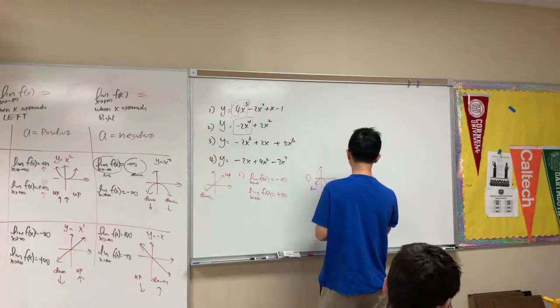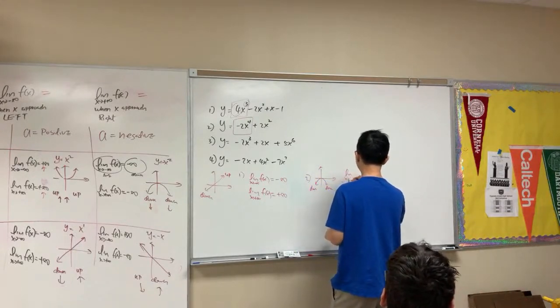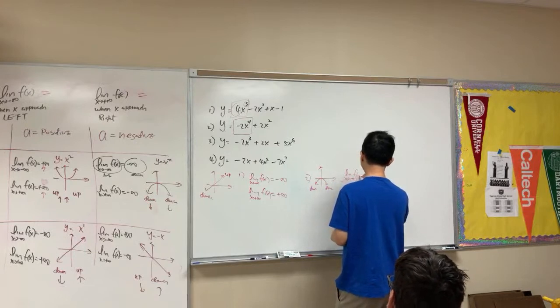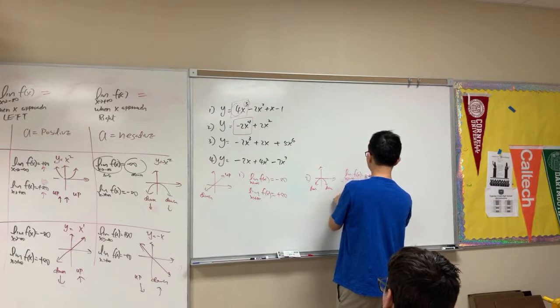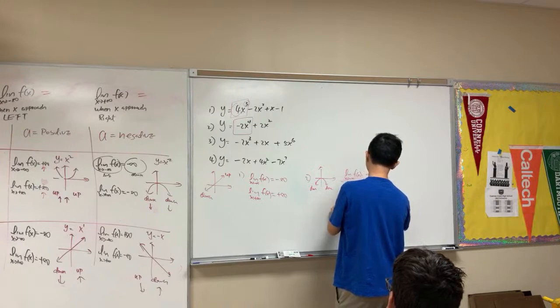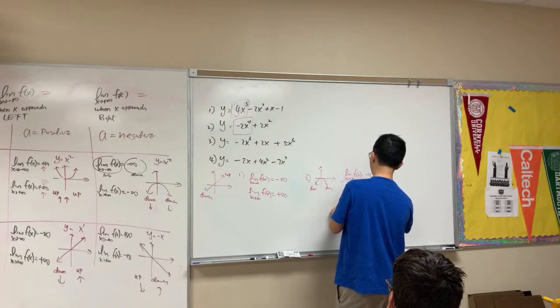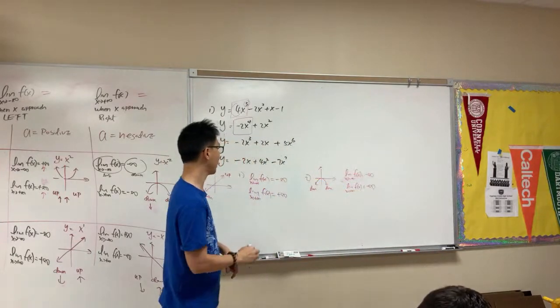So then I'm going to say limit as x approaches negative infinity of f of x is equal to what? Negative infinity, good. How about limit as x approaches positive infinity? It's equal to what? Negative infinity still. So both ends of the graph are going to go down.